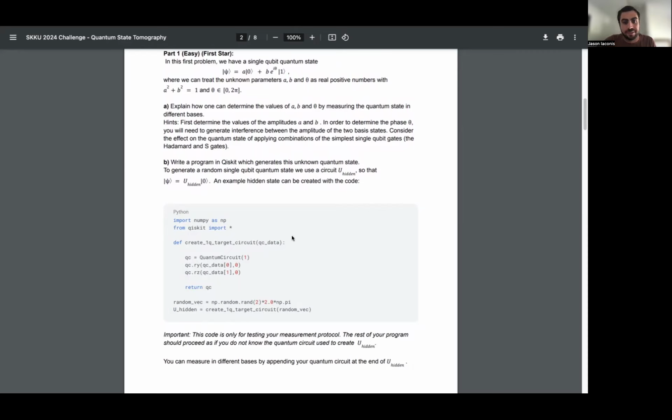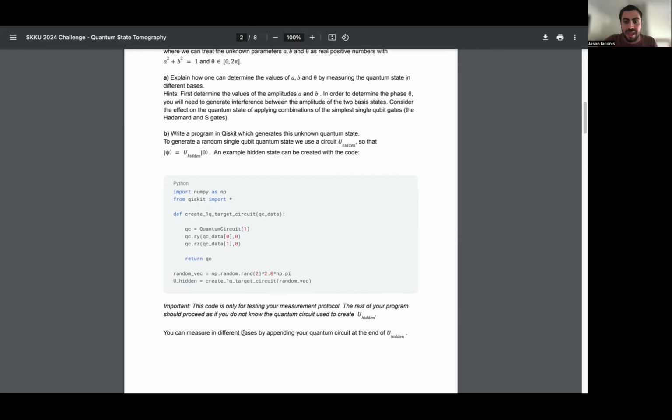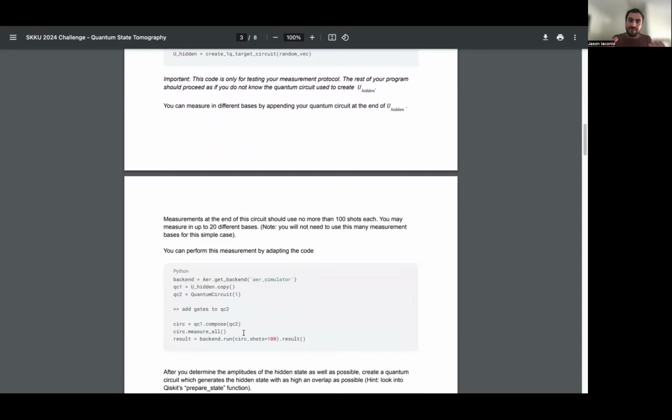So this is just for demonstration purposes. Once you get this hidden state, you should pretend you don't know what the quantum circuit that you actually used to create the hidden state is. You just have some circuit U hidden that creates a wave function. After that, you're going to measure in different bases.